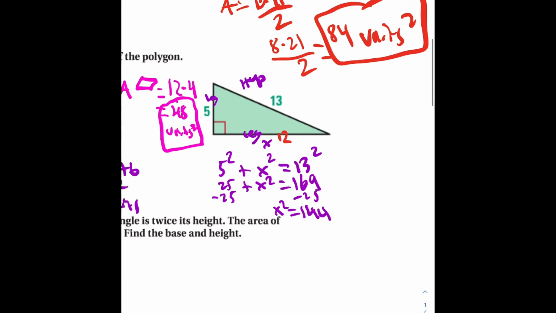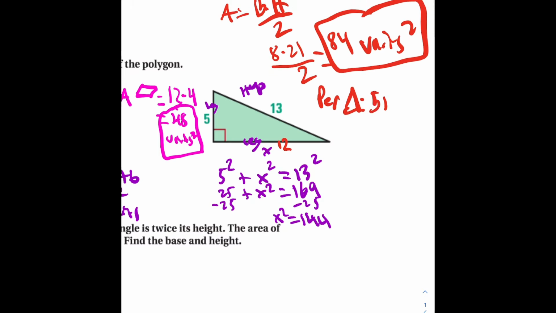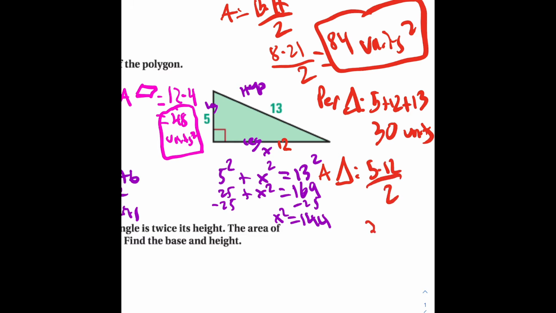So my perimeter is pretty easy to come up with. My perimeter of my triangle is 5 plus 12 plus 13, which is 30 units. Area of a triangle, 5 times 12 divided by 2, 5 times 6 gives me 30 units squared.